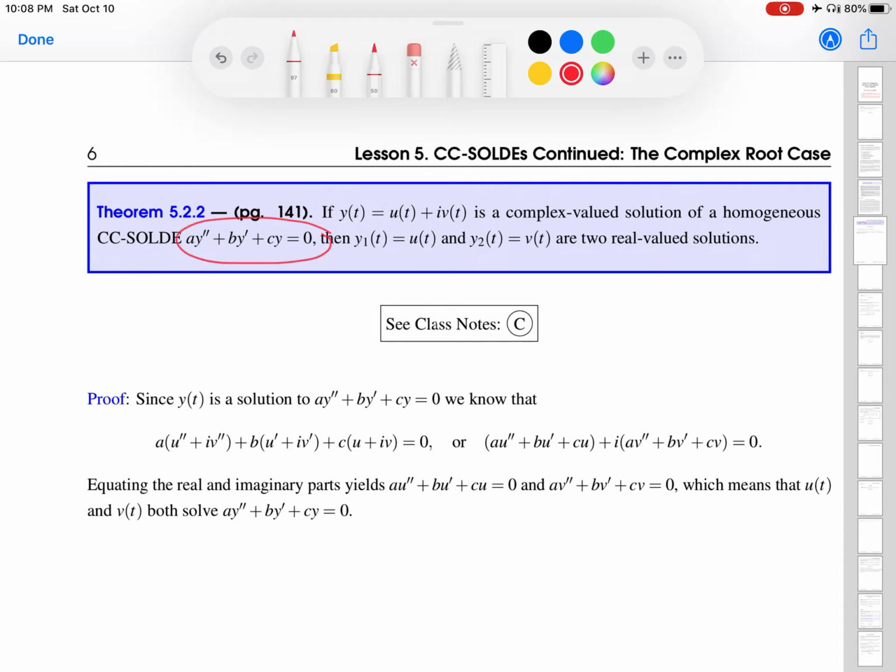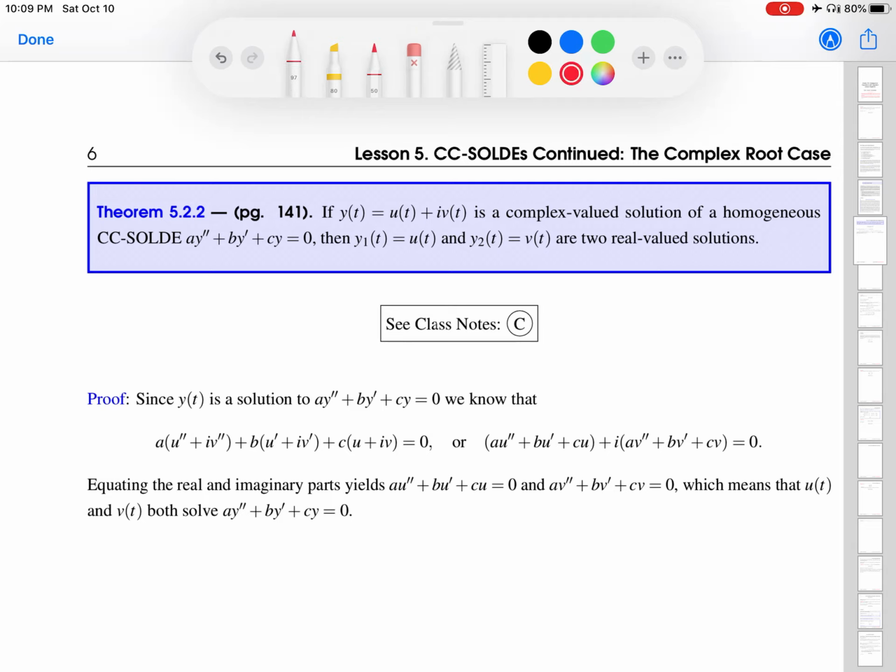So if you get a solution that involves a complex number, you might be wondering, how can I get rid of the pesky little i, right? It didn't show up initially, why should it be there at the end? And this theorem helps you do that. It tells you, if you get one of these complex valued solutions, just take the real part, take the imaginary part, and those two individually are solutions. And they're real because you got rid of the i's.